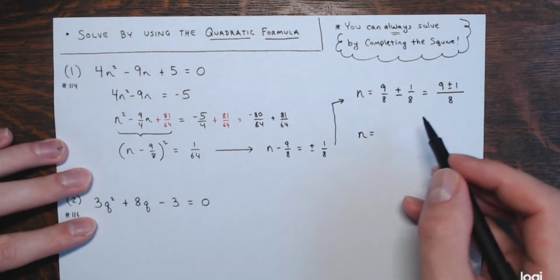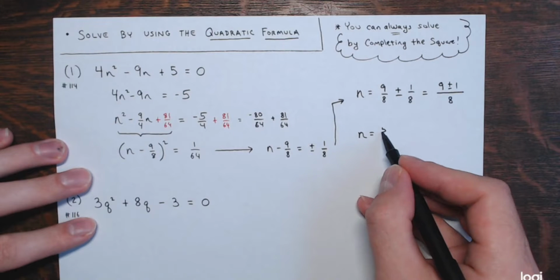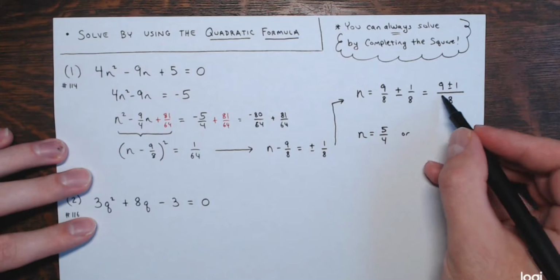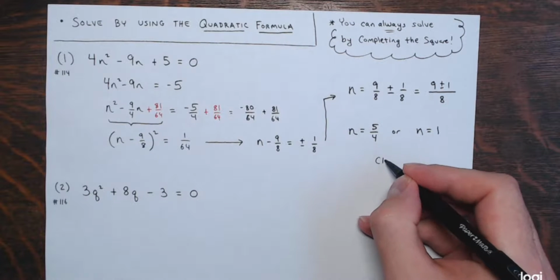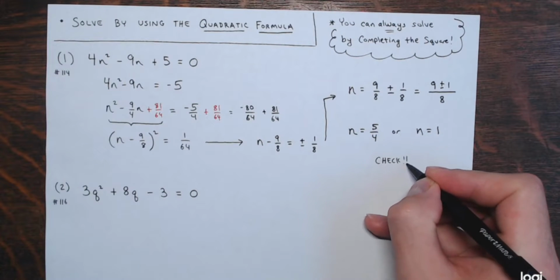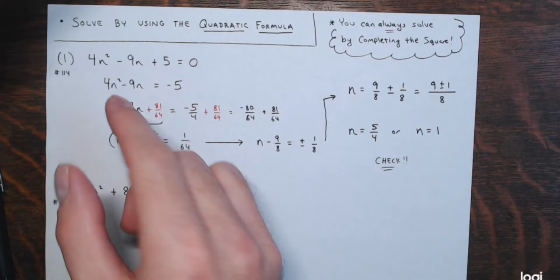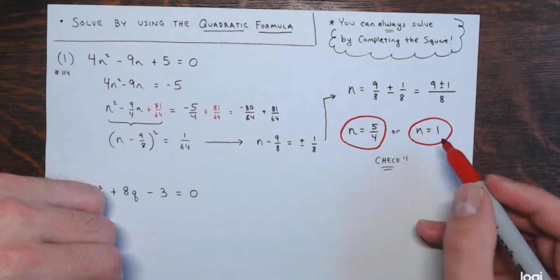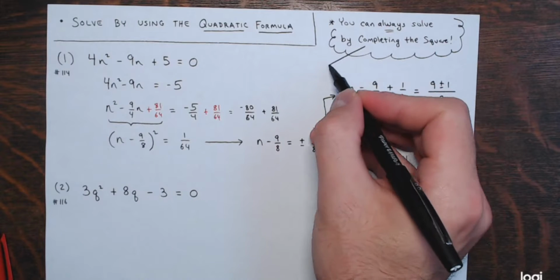So the two solutions are this: 9 plus 1, which is 10 over 8, which would be 5/4, or 9 minus 1, which is 8 over 8, which is 1. And then don't forget to check your solutions. Always check your solutions back in the original equation. Now, I'll leave that to you. You can plug these in for the variable n and see that it works. So this is a solution, this is a solution. So that was by completing the square.